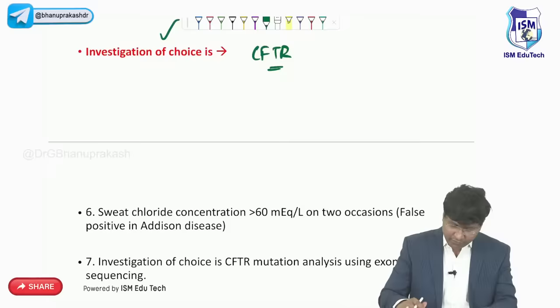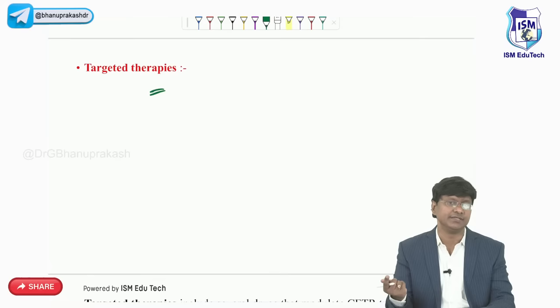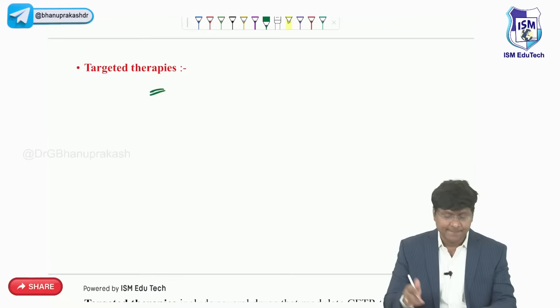Okay. And what will be the targeted therapy? The targeted therapy that you should give in case of cystic fibrosis is that you have to improve the CFTR gene function. And what is the drug of choice there? Which is a potentiator of your CFTR channel? The potentiator of CFTR channel will be ivacaftor.